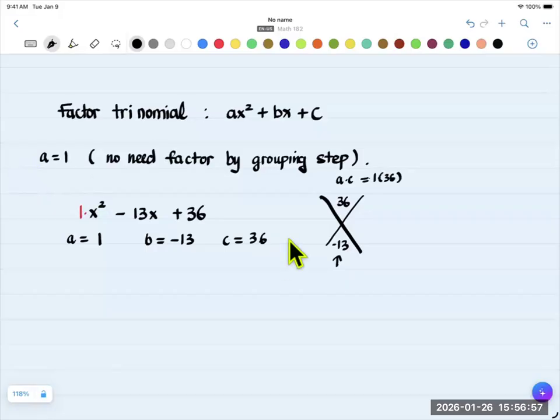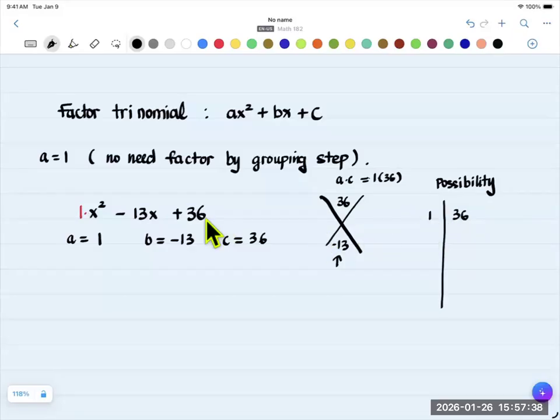Now our goal is to find two numbers that multiply to give you 36 and add to give you negative 13. I'm gonna take a look at some possibilities. If you are not sure what to pick, we can start from the smallest number first. 36 can be divided by 1, so 1 times 36 is 36. Obviously, 1 plus 36 will not give us 13, so this pair will not work.